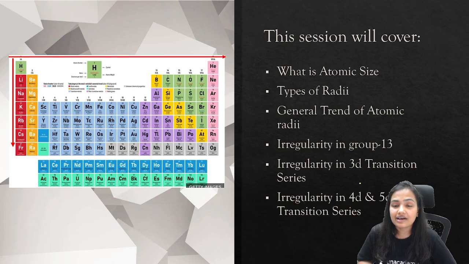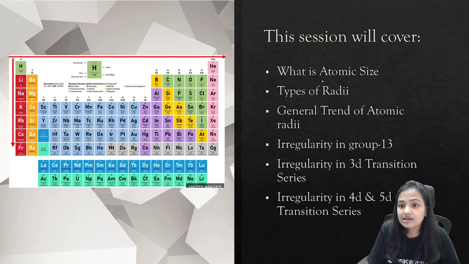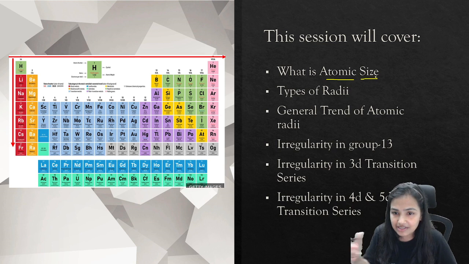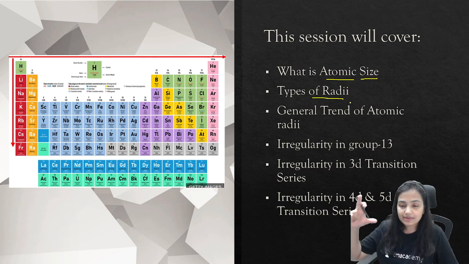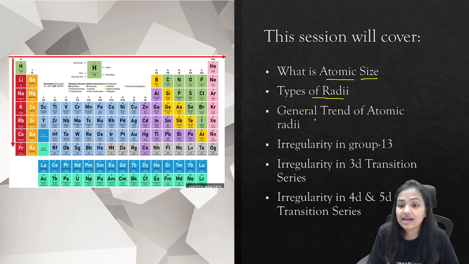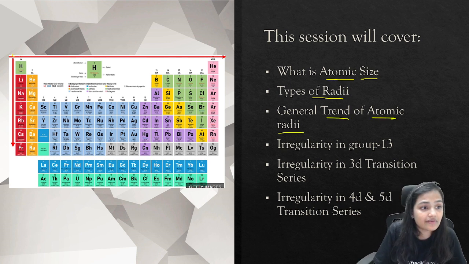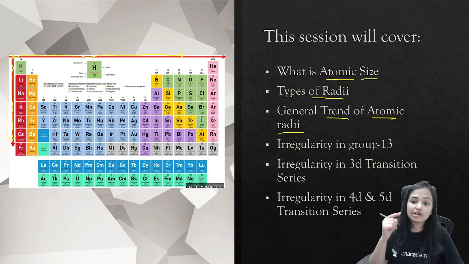Guys, here in this session we will be covering the atomic size. What is the size of an atom? How can we determine it? What are the types of radii? We do have four different types of radii, so we'll have a discussion on that. General trend of atomic radii: what will happen when we are moving from left to right along a period, and what will happen when we are moving from top to bottom along a group.